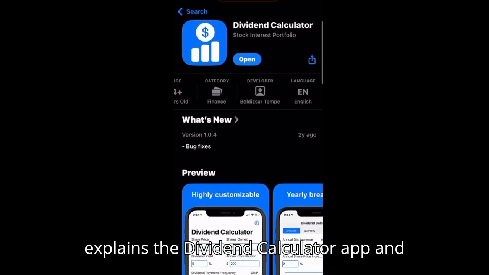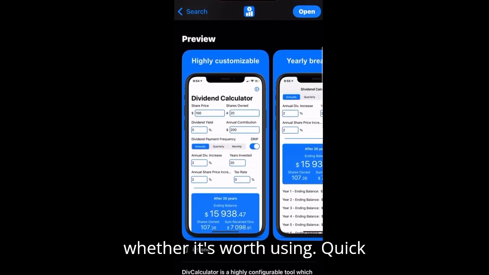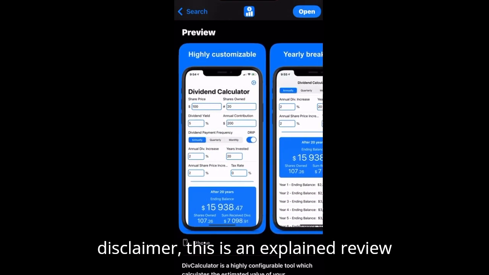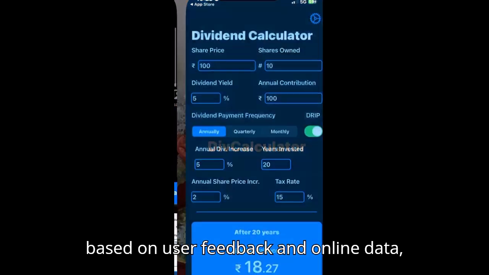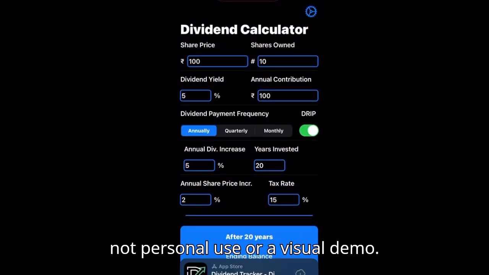This video explains the Dividend Calculator app and whether it's worth using. Quick disclaimer. This is an explained review based on user feedback and online data, not personal use or a visual demo.